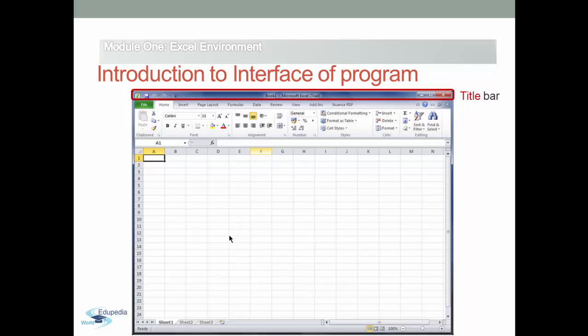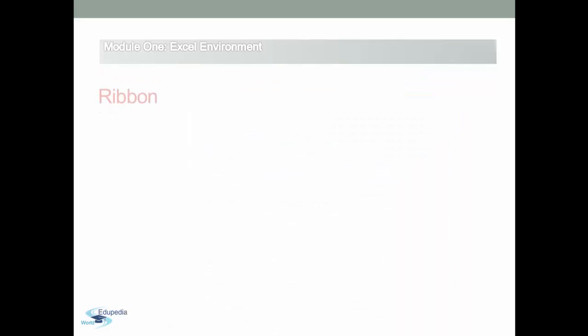Let's continue our overview of the interface of the program. The ribbon. It was first introduced in Excel 2007. The ribbon makes it easy to find commands that were previously hidden under complex menus and toolbars. It helps us quickly find the tools.